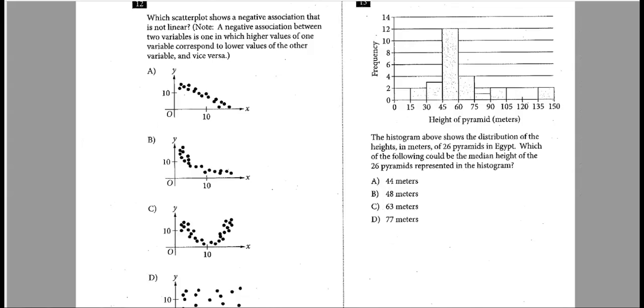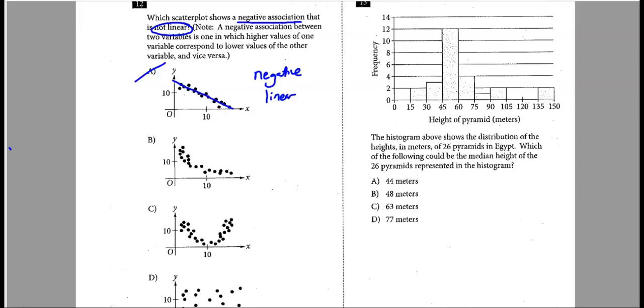All right, number 12. Which scatter plot shows a negative association that is not linear? Negative association which is not linear. Well, this one is linear. There's an association, and it forms a pretty nice line. So this is negative, okay, but it is linear. So that knocks that one out.